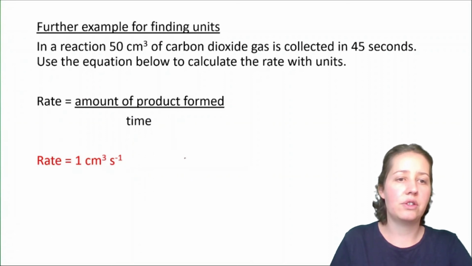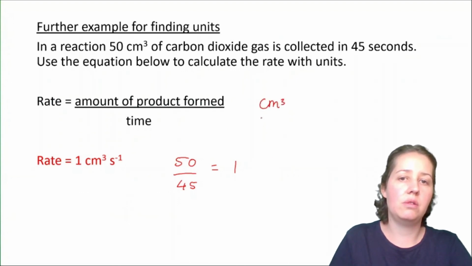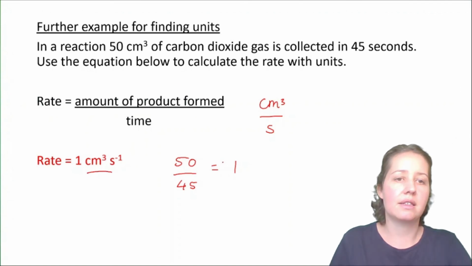Let's check how you should have got that. So the amount of product is 50. The time is 45. When I do that, I'm giving an answer to one significant figure because of the data here being to one sig fig, so that comes out as 1. I then substitute my units in, so centimetres cubed divided by seconds. When I bring the seconds up, it becomes seconds to the -1, giving me 1 centimetre cubed per second.